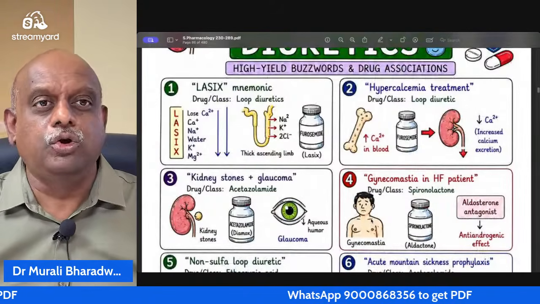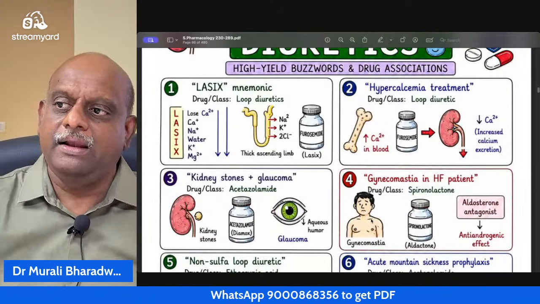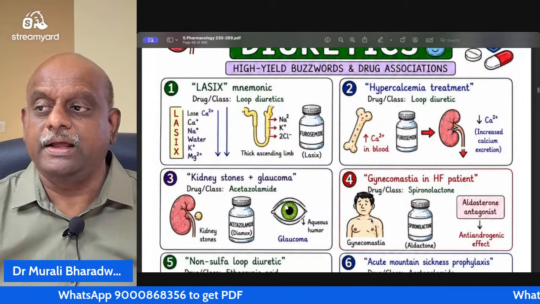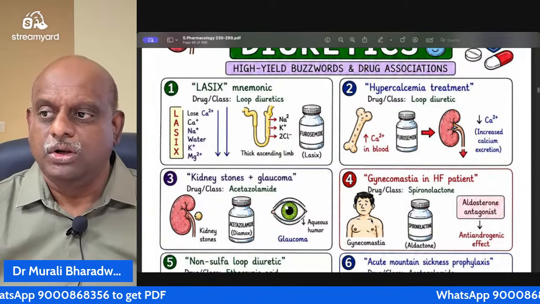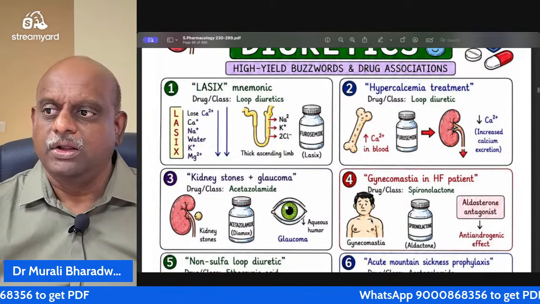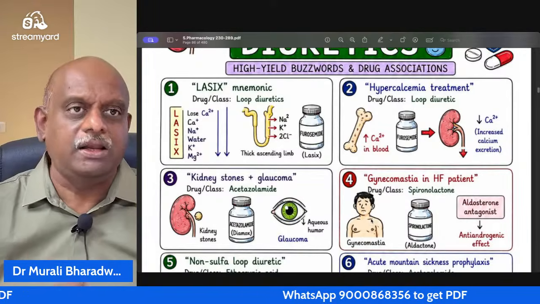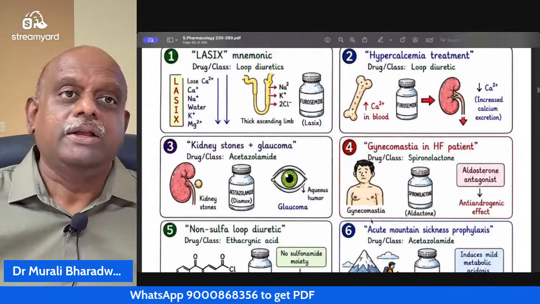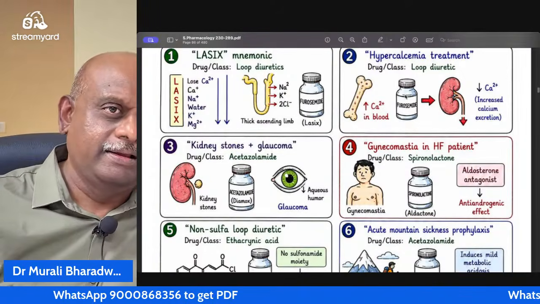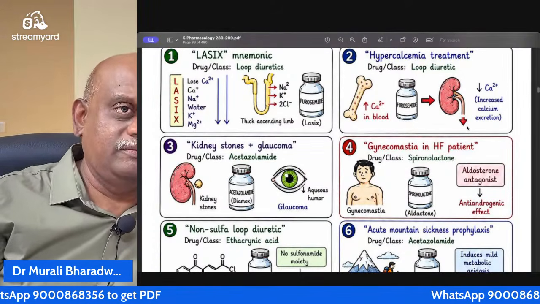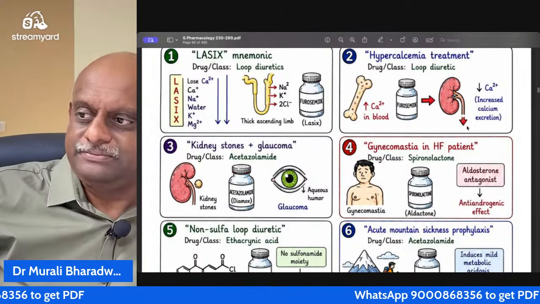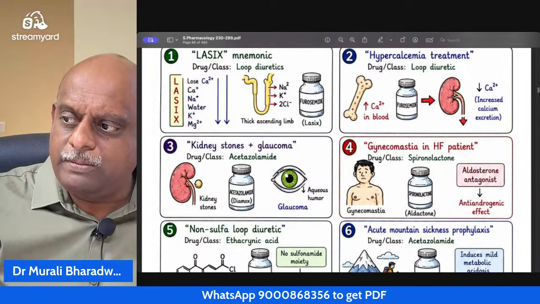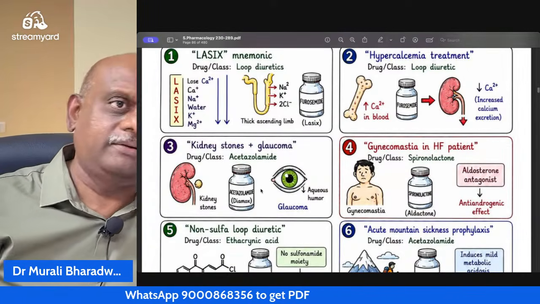You can remember loop diuretics, Lasix. L, lose calcium. Then lose sodium, lose water, lose potassium, lose magnesium. All lose. So this is what we need to remember. Similarly, for hypercalcemia, we use a loop diuretic to treat because it loses calcium. Then for glaucoma, we use acetazolamide.